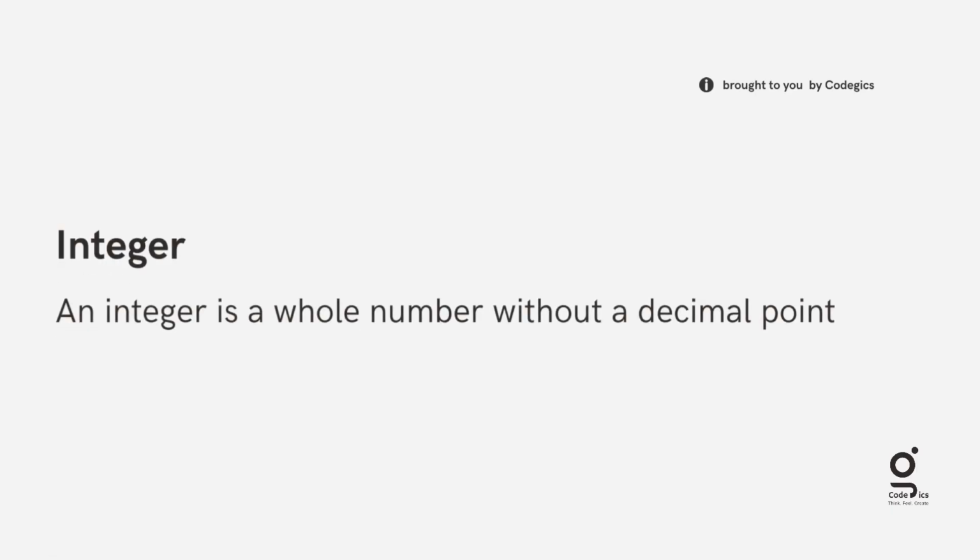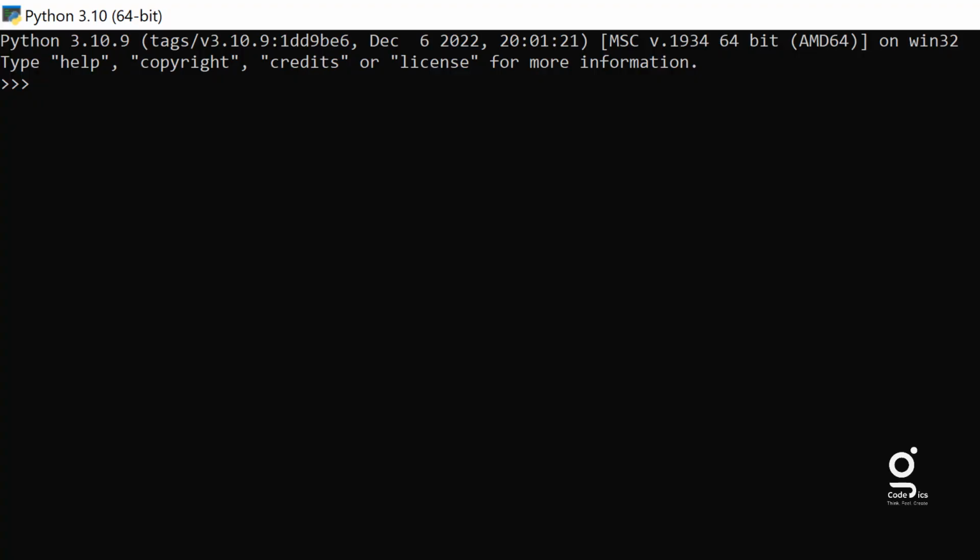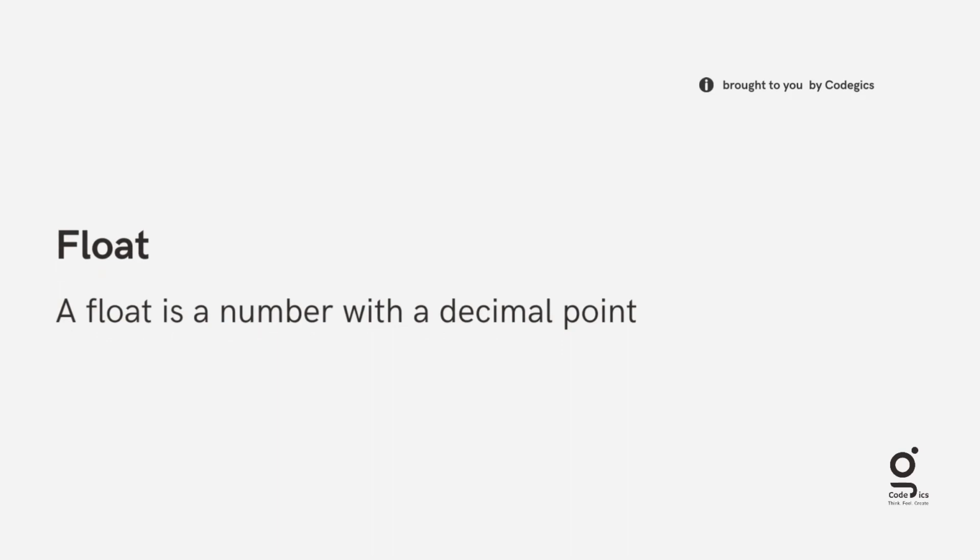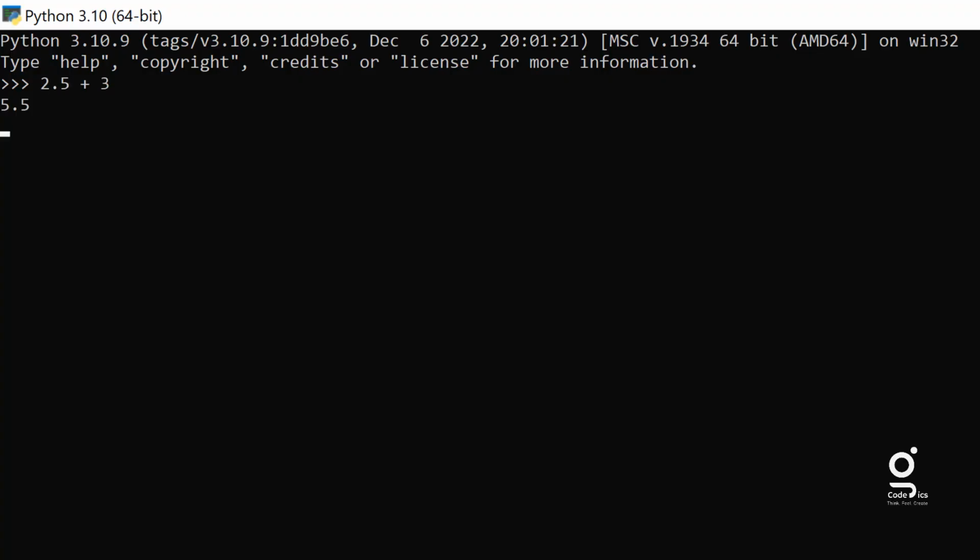An integer is a whole number without a decimal point, like 7 or 15 or 1000. You can do math with integers, like adding or subtracting or multiplying. Now let's consider floats. A float is a number with a decimal point, like 3.14 or 2.5 or 10.75. You can also do math with floats, but you have to be careful about rounding errors.